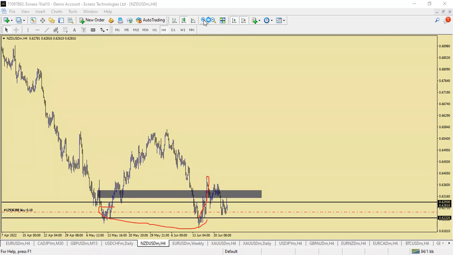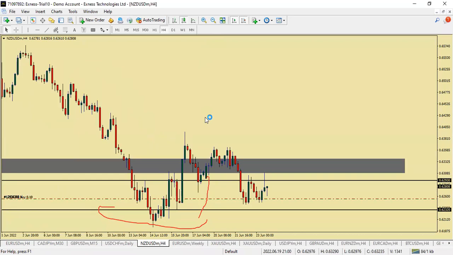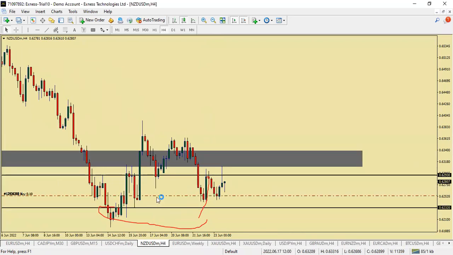Now let's try to zoom this chart. I want you to see this clearly. You could see something very funny here, that at this point we had an engulfing candle, strong bullish momentum. Again at this point we're having a strong bullish momentum and engulfing candle. Again at this point, the same thing. What is the dealer up to?